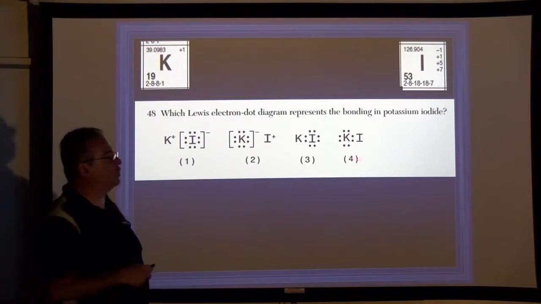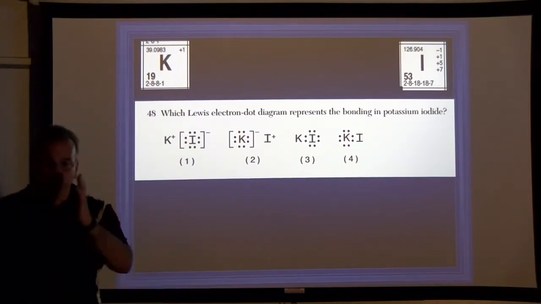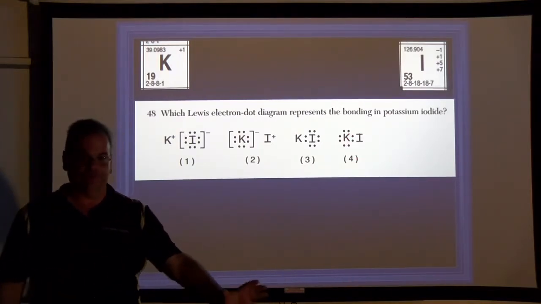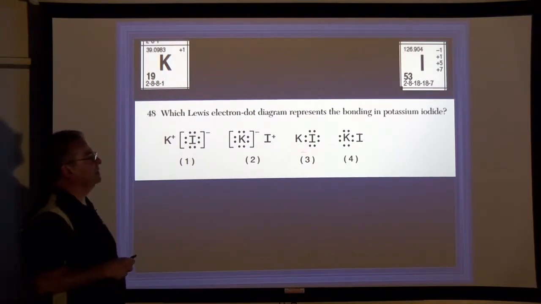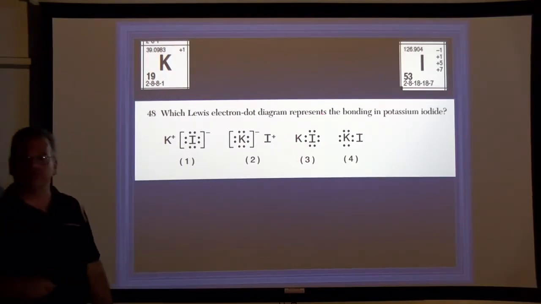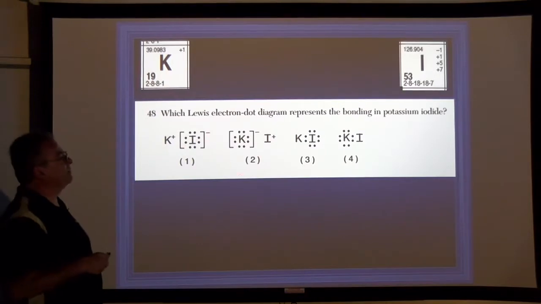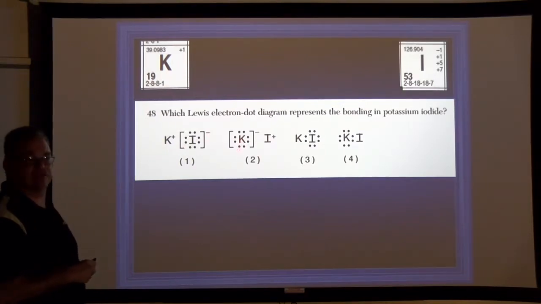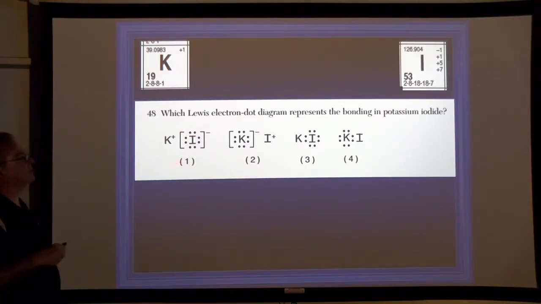And two, there's no charges written down. When you draw the Lewis dot structure, there's supposed to be charges. This can't be right because there's no charges shown. This can't be right because metals don't form anions. That can't be right. So now I'm left with this one, which is the correct answer.